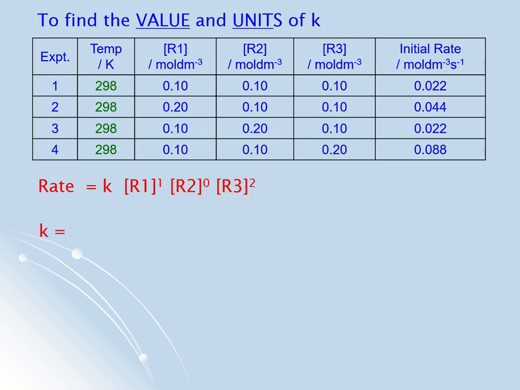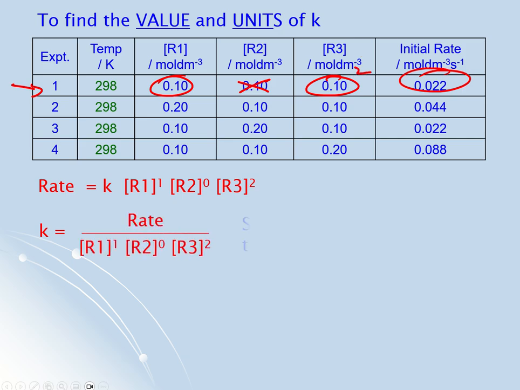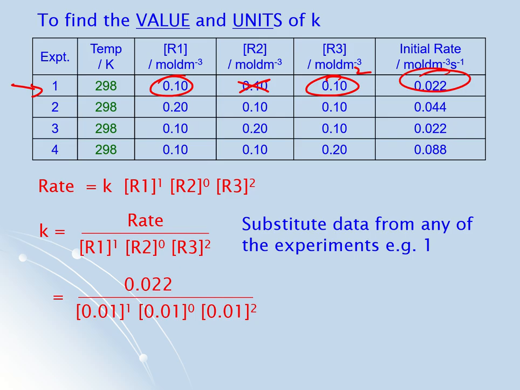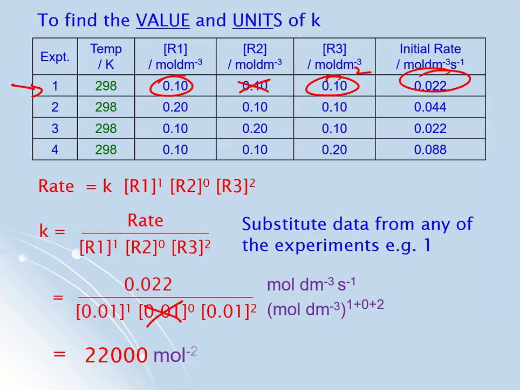Now we're going to work out our K. Now we take any experiment. Normally we would just take experiment 1. So we're going to have rate equals K, so we'll take our rate at 0.022 equals R1, which is 0.1 to the 1, R2, 0.1 to the 0, which is 0, and R3, 0.1 squared. And we'll sub them in as so. Okay, so we can ignore that. Again, we'll do our units. That's our K value, so it's a high K value, very fast rate of reaction. And there's your units, which will be worth a mark in all your questions.